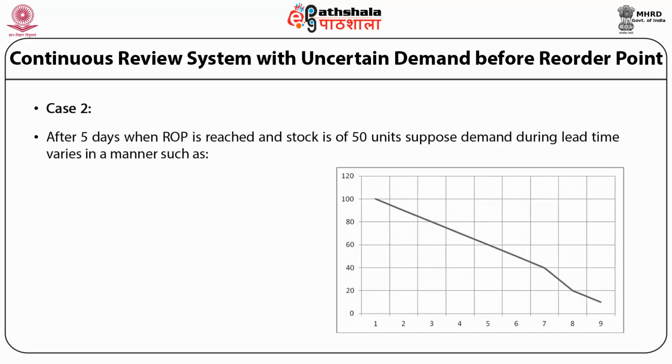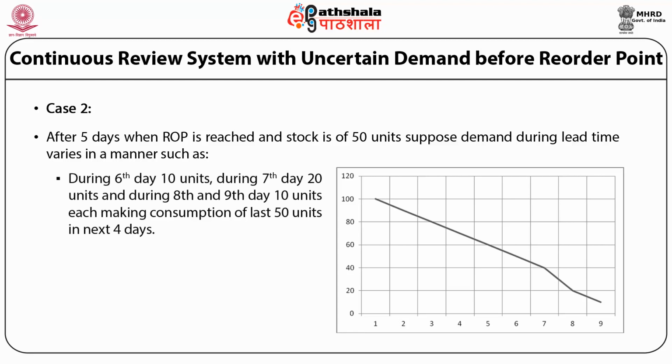Case 2. After 5 days, when ROP is reached and stock is of 50 units, suppose demand during lead time varies in a manner such as during 6th day 10 units, during 7th day 20 units, and during 8th and 9th day 10 units each, making consumption of last 50 units in 4 days.